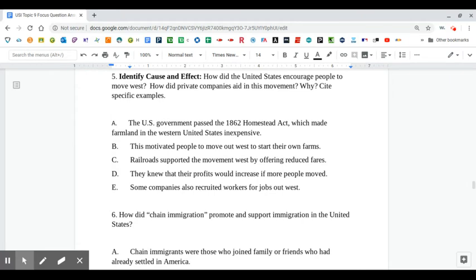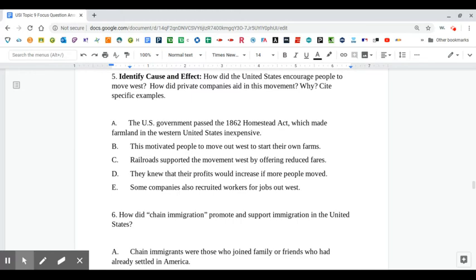Five, how did the United States encourage people to move west? How do private companies aid in this movement? Why? So the United States government in 1862 had passed the Homestead Act, which made farmland in western parts of the United States very inexpensive. This motivated people to move out west to start their own farms.